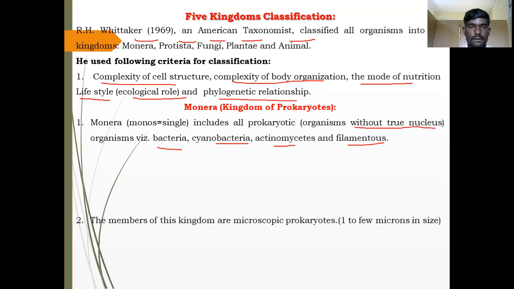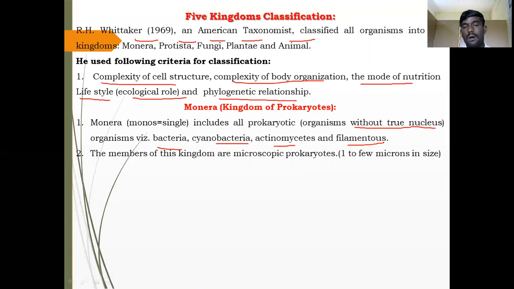Is it understood? The members of this kingdom are generally microscopic prokaryotes. It means if you are interested in studying the monerans, you always require a microscope for the study, because the size is very important. The size of monerans is 1 to a very few microns. So if the size is 1 micron, it is necessary to study the monerans under the microscope. So they are called microscopic organisms. I hope you understand.